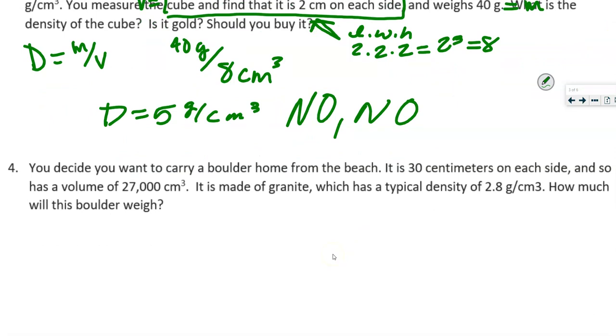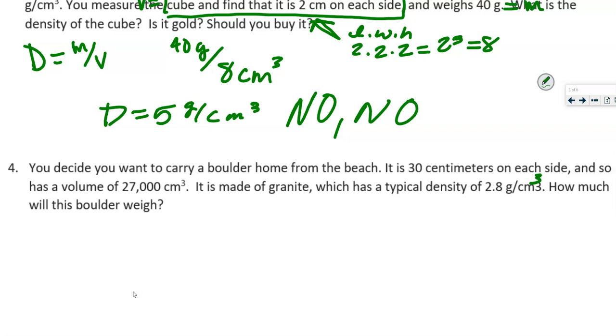Number 4 says, you decide, do you want to carry a boulder home from the beach? It is 30 centimeters on each side and so has a volume of 27,000 centimeters cubed. It's made of granite, which has a typical density of 2.8 grams per centimeter. So this should be cubed. Don't know why that's not cubed, but it should be. There should be a cubed up here. How much would this boulder weigh?